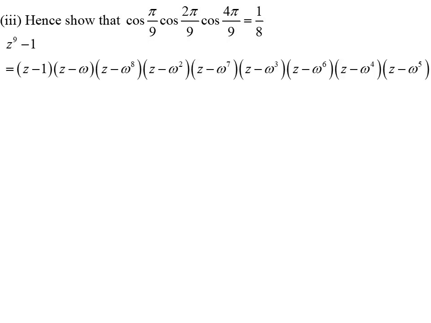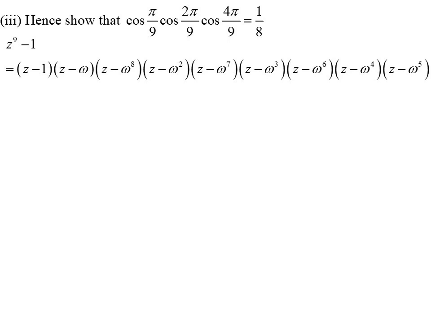Okay. I will factorise z to the power of 9 minus 1 into z minus each of those individual roots. But I've done it in a very different way, you'll notice. I've grouped pairs here. And how I've grouped them is so that the powers add up to be 9. Now, z minus 1, fair enough, is z minus 1. But then you get omega and omega to the 8 adds up to 9. 2 and 7 adds up to 9.